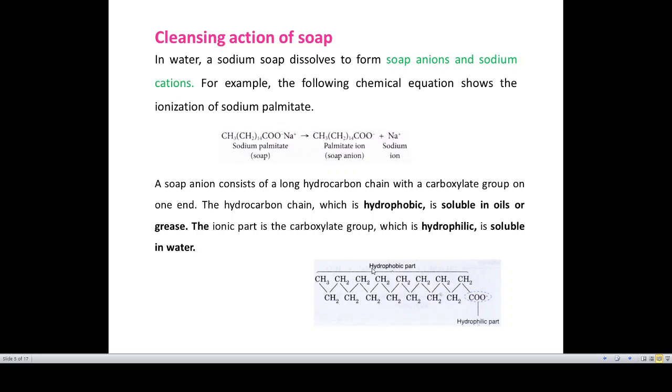And as we know, the soap anion will contain a long hydrocarbon chain with a carboxylate group at one end. The hydrocarbon chain is hydrophobic and it is soluble in oil or grease. The ionic part, the carboxylate group, is hydrophilic and this is soluble in water.